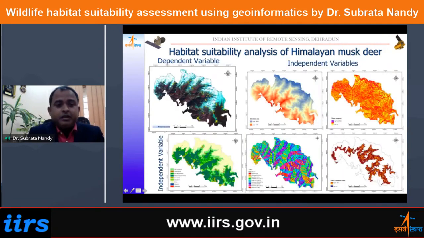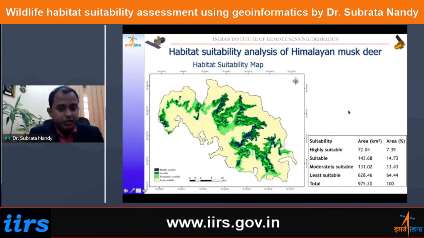Now, the dependent variables are the presence points. These are the areas where we could sight the animal or got indirect evidence of it. These are the field points, and based on this dependent variable, you combine it with the independent variables using spatial modeling, which in this case is a binomial logistic regression model. This is the elevation map, this is the slope, this is the vegetation type land use map, this is the aspect map, and this is the patch cohesion index. Combining these with respect to the points, we could generate the habitat suitability map.